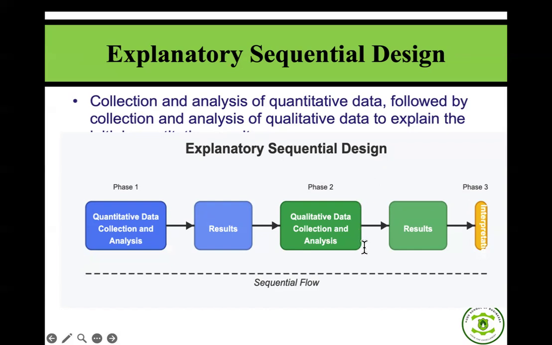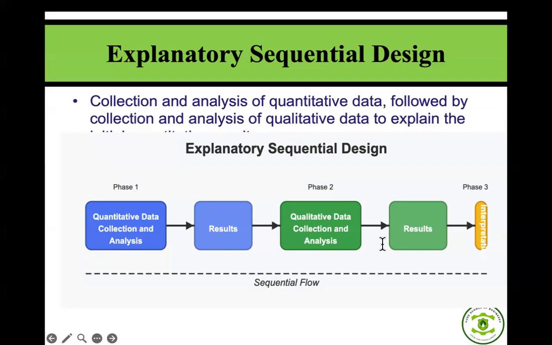Phase one. In the first phase, you collect and analyze quantitative data. This might include surveys or questionnaires, structured observations, experimental designs, secondary data analysis of numerical data sets, and what have you. Then, at this particular stage, the goal is to identify patterns, relationships, and significant findings that provide a broad overview of your topic. And then you move to what?